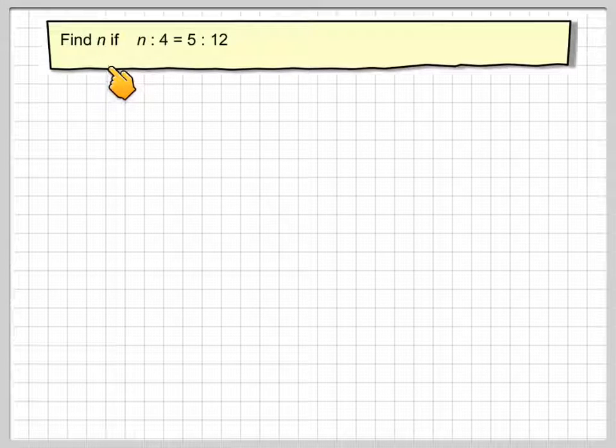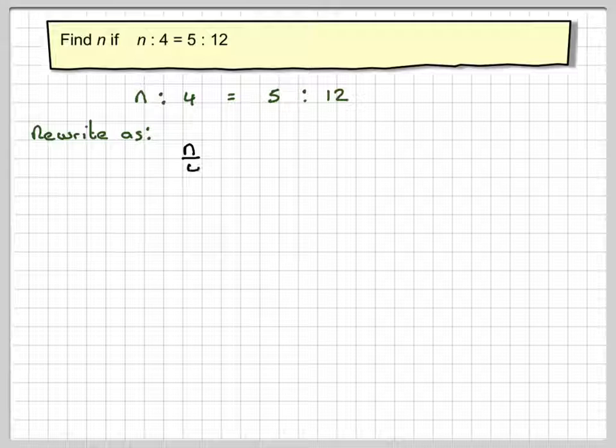It says find n if the ratio of n to 4 is equal to the ratio of 5 to 12. So just write that down. Now, ratios are just a fraction. So n to 4 you can write as n divided by 4, and then that's going to be equal to 5 over 12.